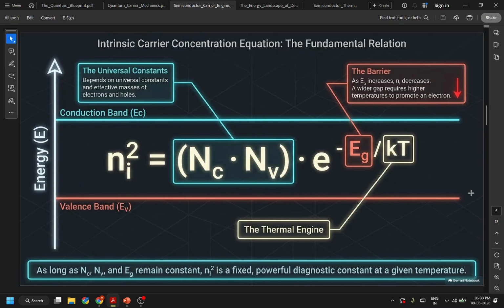So as long as Nc, Nv, and Eg remain constant, ni squared is a fixed, powerful diagnostic constant at a given temperature. If we are not changing Nc, Nv, or Eg, which generally don't get changed in a typical ideal material, this gives us ni constant at a given temperature, and this ni can then be used for solving multiple parameters.